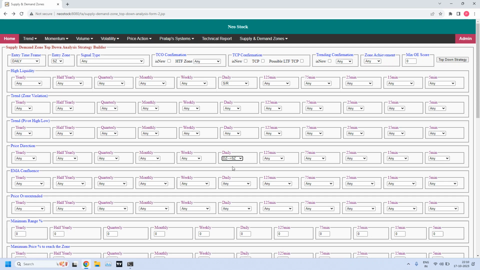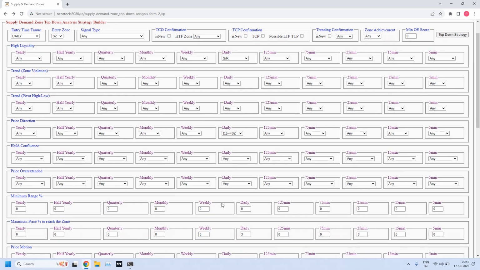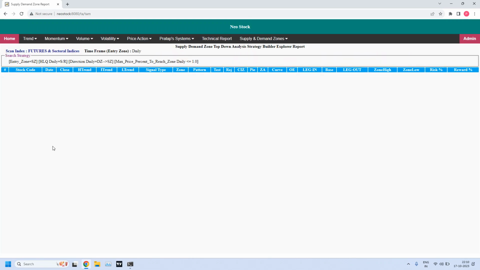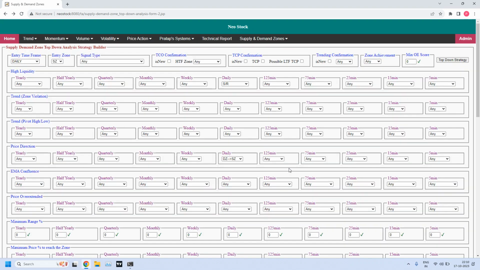Or all-time low to supply zone. That is also possible. But anyway, we are looking for demand zone to supply zone. And what is the percentage we want? Let us start with 1% level. So no stocks are available. So within 1% level, there are no stocks near the daily high liquidity supply zones.